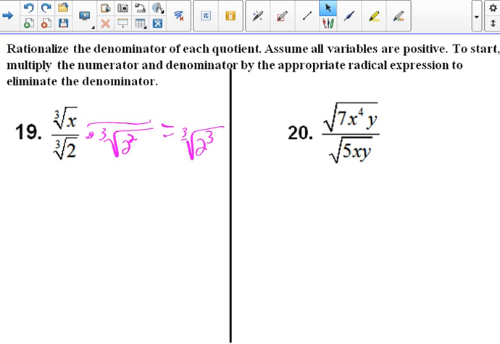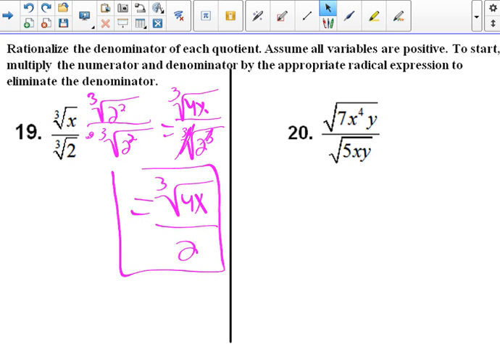But if we multiply the denominator, we must also do it to the top, 2 squared. So we know that's going to clear and give us just a 2. And on top, we're going to have 2 squared x, which is just 4x. So we're going to have the cube root of 4x. And let me clean this up, and then we've got our answer. So we've got on top the cube root of 4x over 2. And that's your answer. It's that easy.